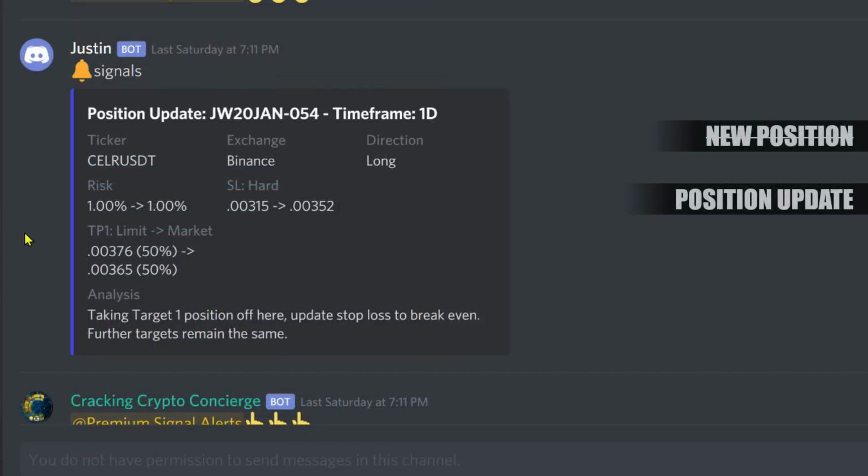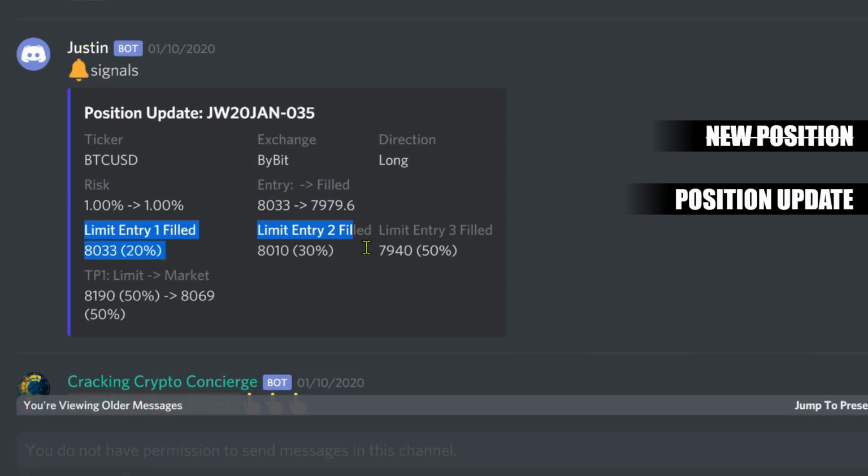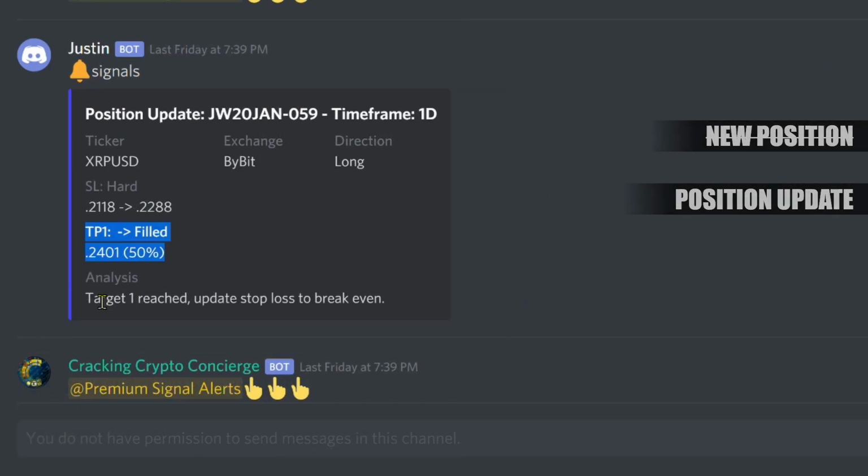The next type of notification will be a position update or edit trade notification. If an open trade has its variables adjusted, a position update will be posted reflecting these changes. This may include an adjustment to an existing stop loss, or to reflect when multiple entries are filled, or when take profit targets have been hit.